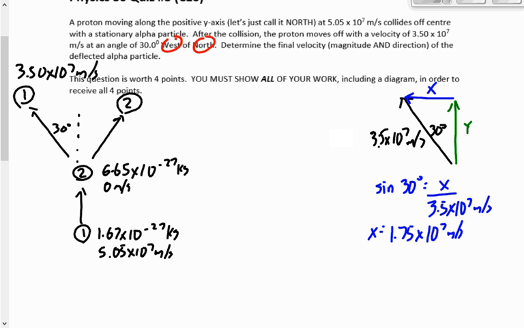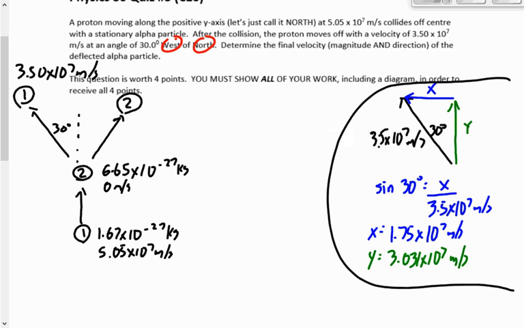Now, the adjacent side of the triangle is the y component. So we're going to say cosine 30 degrees is equal to y over 3.5. The y component, when we do that, works out to be 3.031 times 10 to the 7 meters per second. I want to box that off. How come? Well, because that's what I do. Structure. There's value in structure.